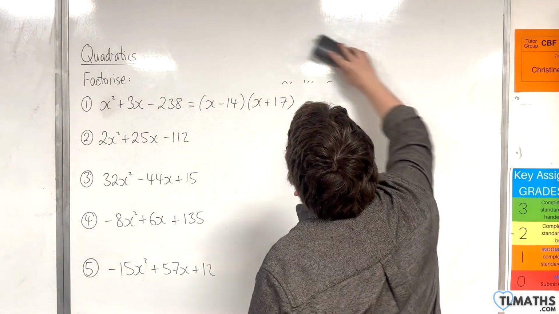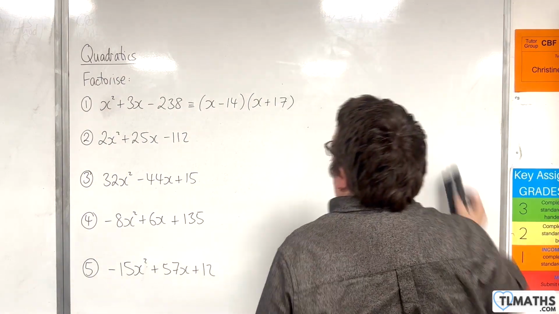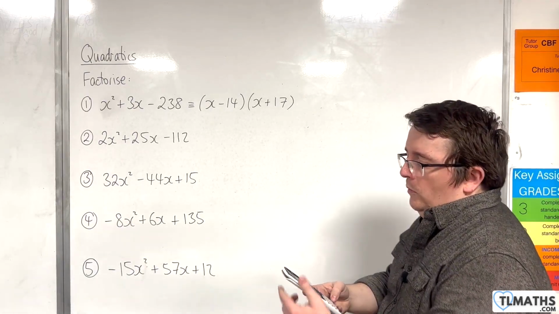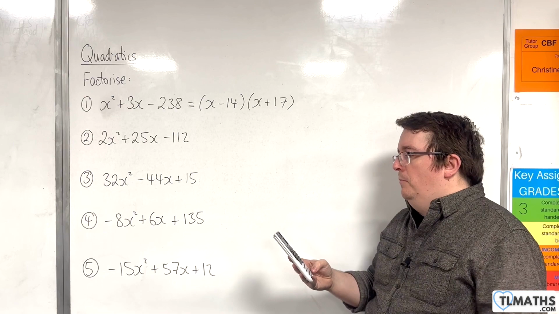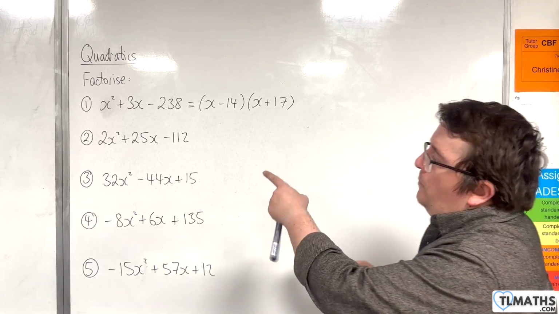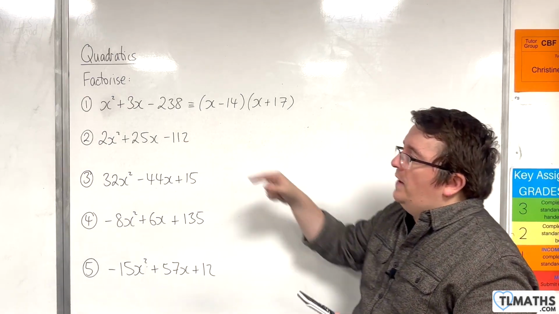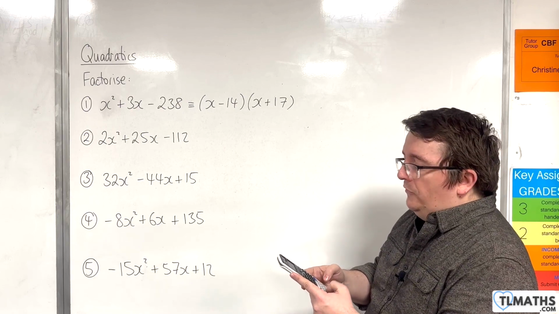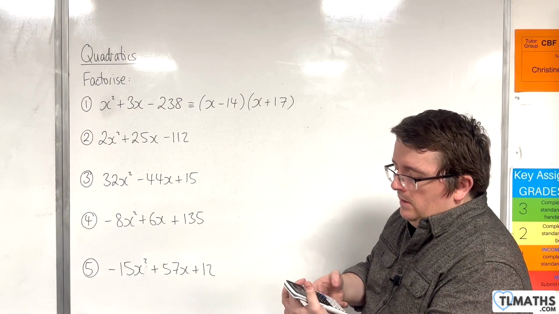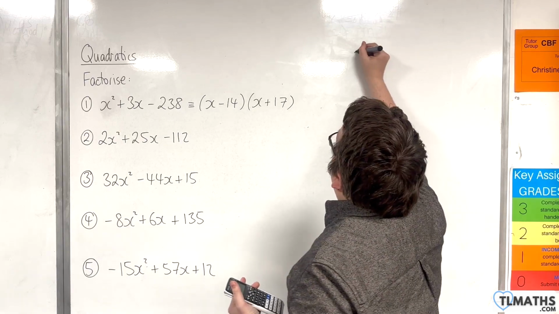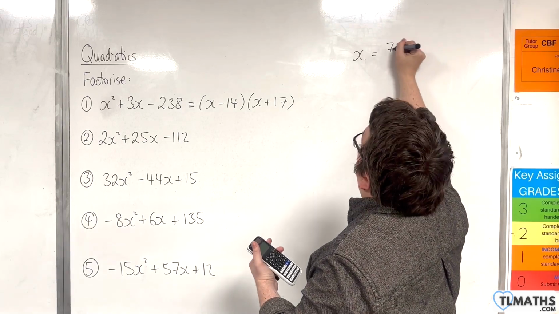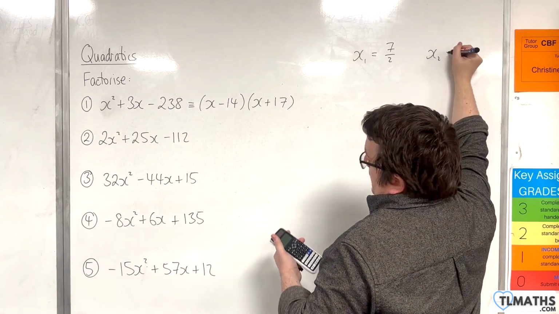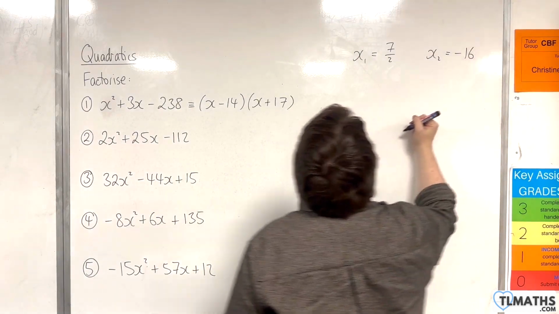So let's take a look at the second example here. I'm just going to press equals and run through, and then I'm going to get back so I can just type in the values again. So this time we have 2, 25 and minus 112. Now my calculator this time has given me x1 is 7 halves and x2 is minus 16.